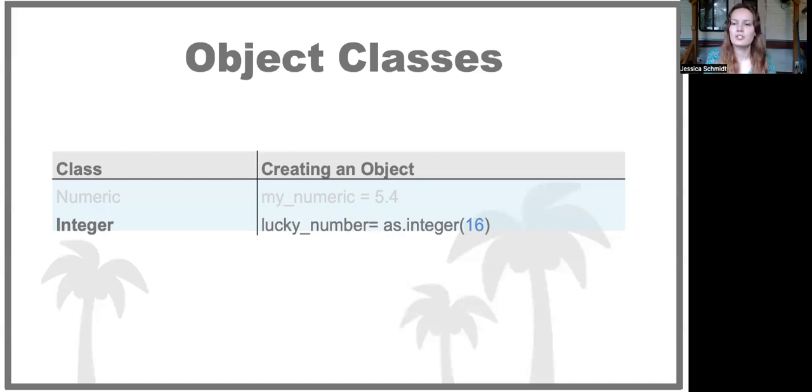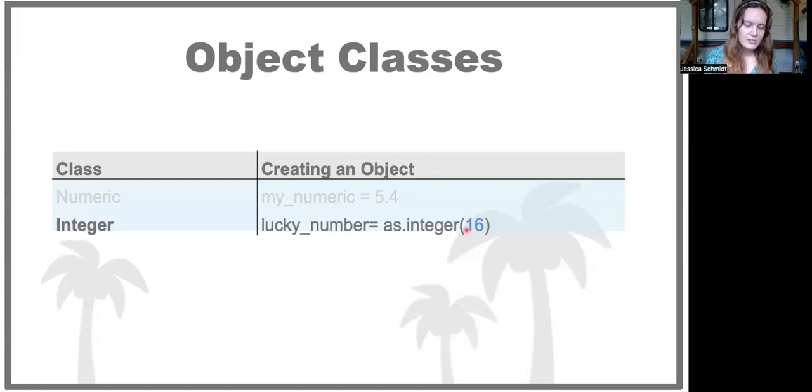Next, we have our integers. Integers are a lot like numerics, but they're only whole numbers. Because R automatically calls most numbers a numeric, when you're assigning the object name, you should add this function as.integer. So that way R knows that you want it to be an integer and not just any old numeric. And you might be wondering right about now, what on earth is the point? Why would I want it to be an integer when I could just call every number a numeric?